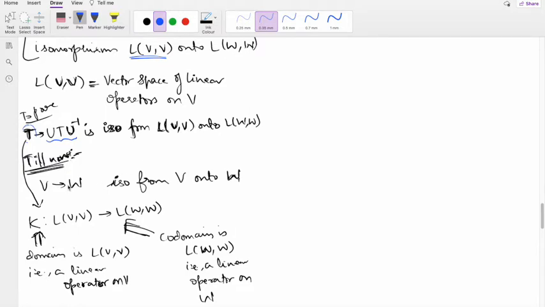So till now, let's say there are two vector spaces V and W. We have looked at transformations of this kind. We said there is some transformation which goes from V to W, and that it is an isomorphism from V onto W. We actually gave a symbol for that transformation, which was U. So now we'll give a symbol for this one. Let's say K. This K takes an element from L of V comma V and spits out an element in the vector space L of W comma W. So the domain is linear operators on V, and the codomain is linear operators on W.